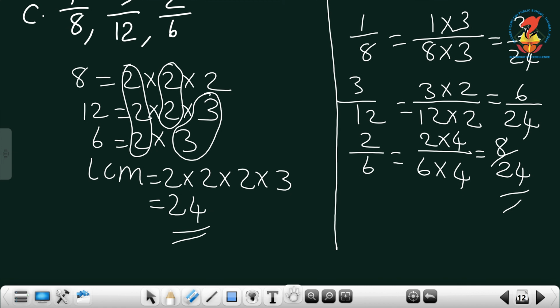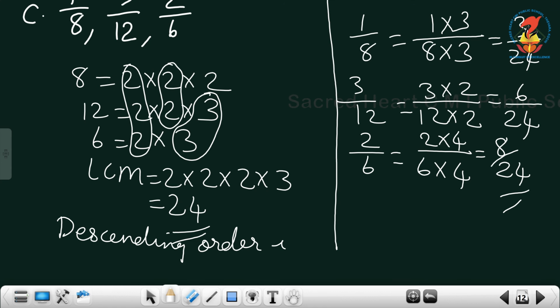And here we need to arrange in descending order, right? I will write descending order is, what? Tell me the bigger one first. Now all these fractions are like fractions only, so you can compare easily, right? You tell me which one is bigger here. 8 by 24, that is 2 by 6. After 2 by 6, next one is 6 by 24, that is 3 by 12, and the next one is 1 by 8.